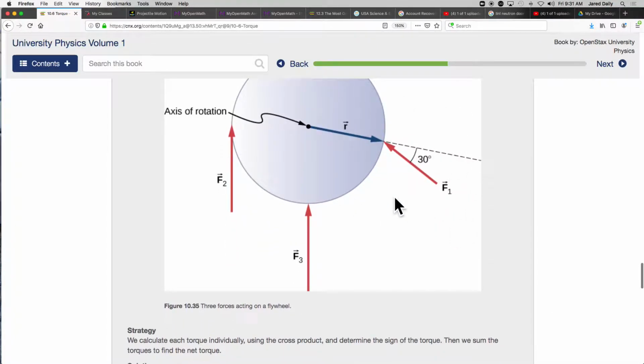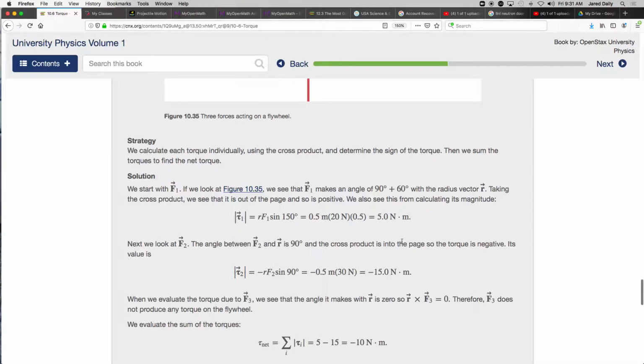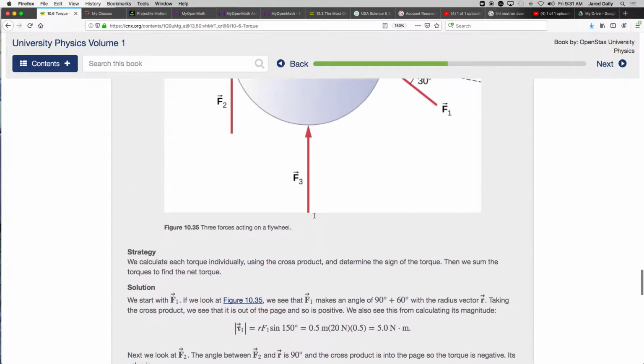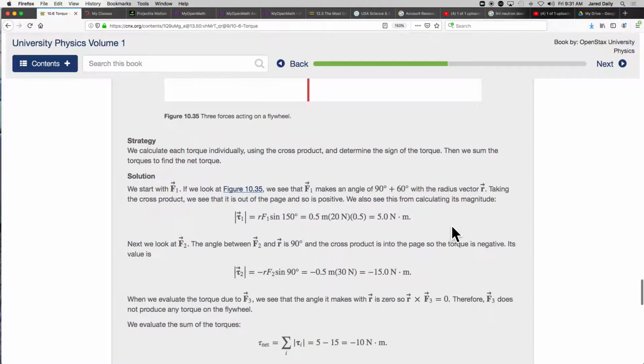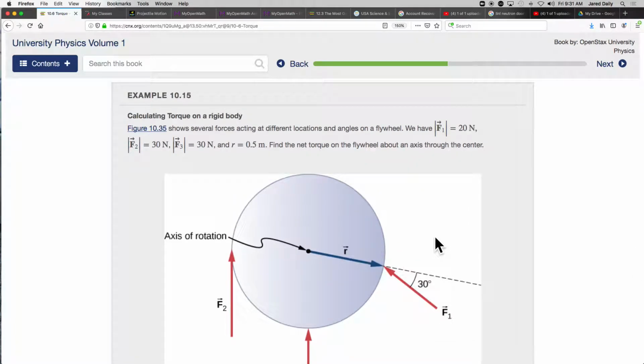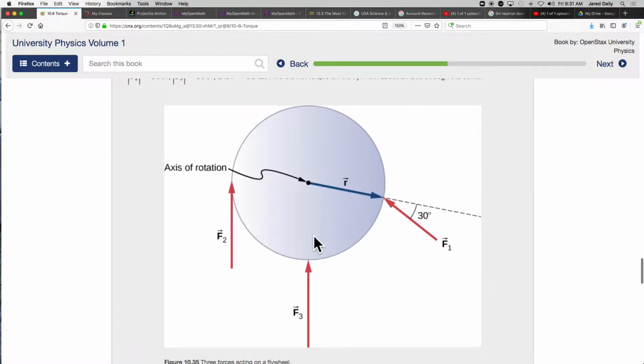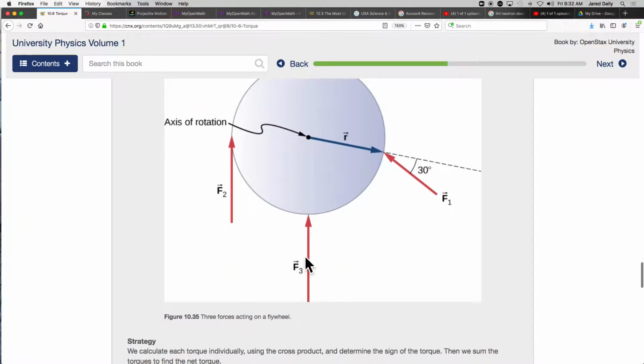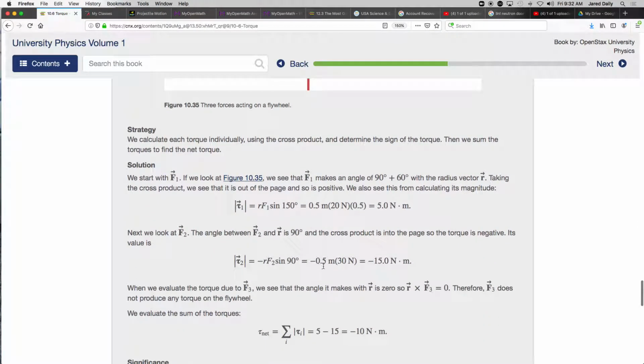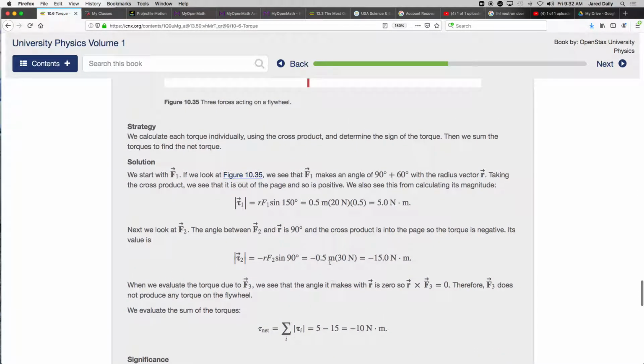So for this one, they're using the sine of 150, and that's the first calculation they do. R1, F1, sine 150. All of these R's are the same because they're just the radius of the disk. It gives you 5 Newton meters, and for the direction, you put your hand in the direction of the R and turn your fingers in the direction of the F. The F is pointing upward to the left, so that's that way. This one's coming out of the page. For this one down here, of course, you have an angle of 180, so that one ends up being 0, which they talk about, but they don't write it down anywhere.